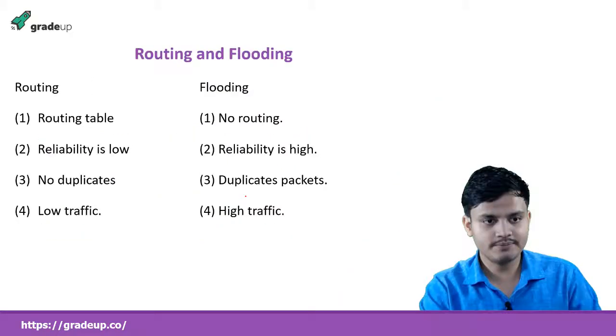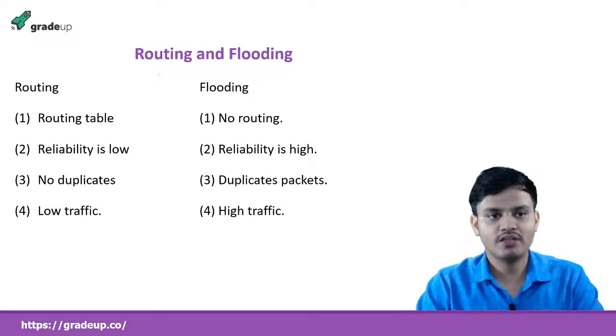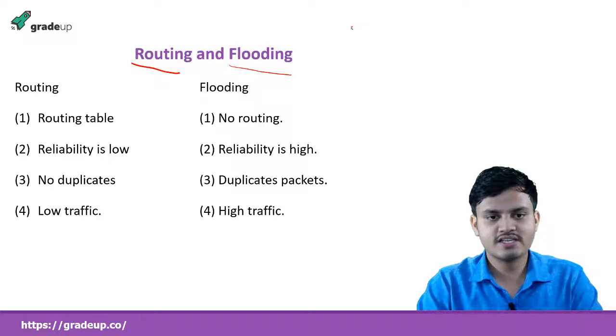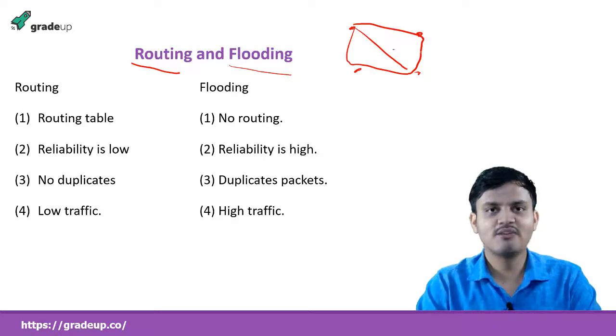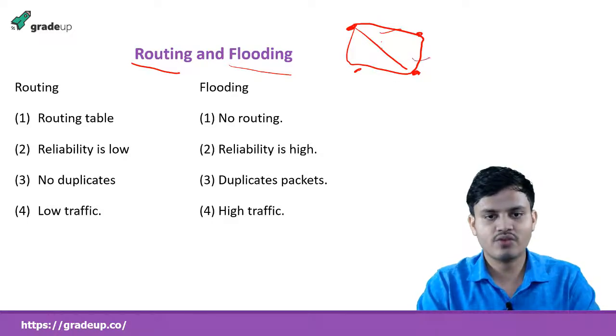So let's start today. What is the difference between routing and flooding? Suppose this is the network we are having, like this. My drawing is very bad. You want this router to send a packet to this one. There are three ways: this direct way, and these two. So one way, two way, three way.